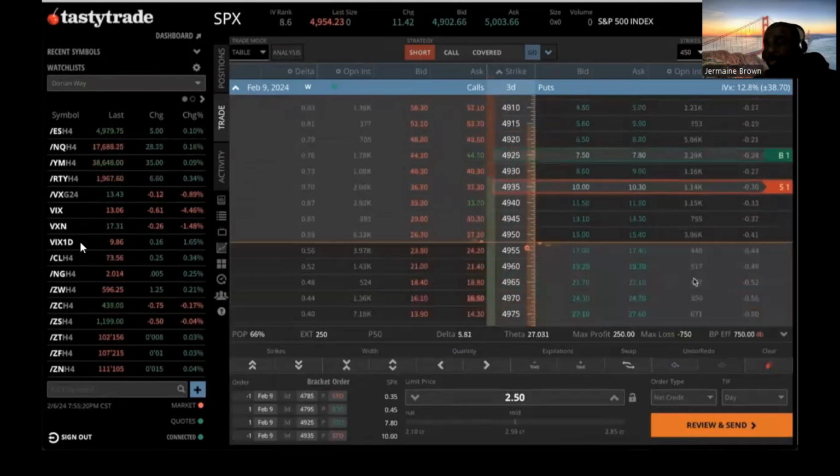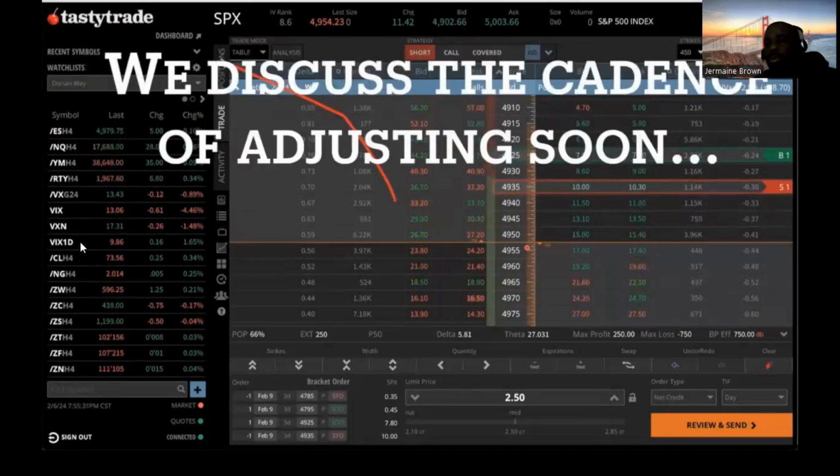Okay? So keep in mind, when I'm doing this example, the SPX deltas are kind of moving this evening as the futures jump up.